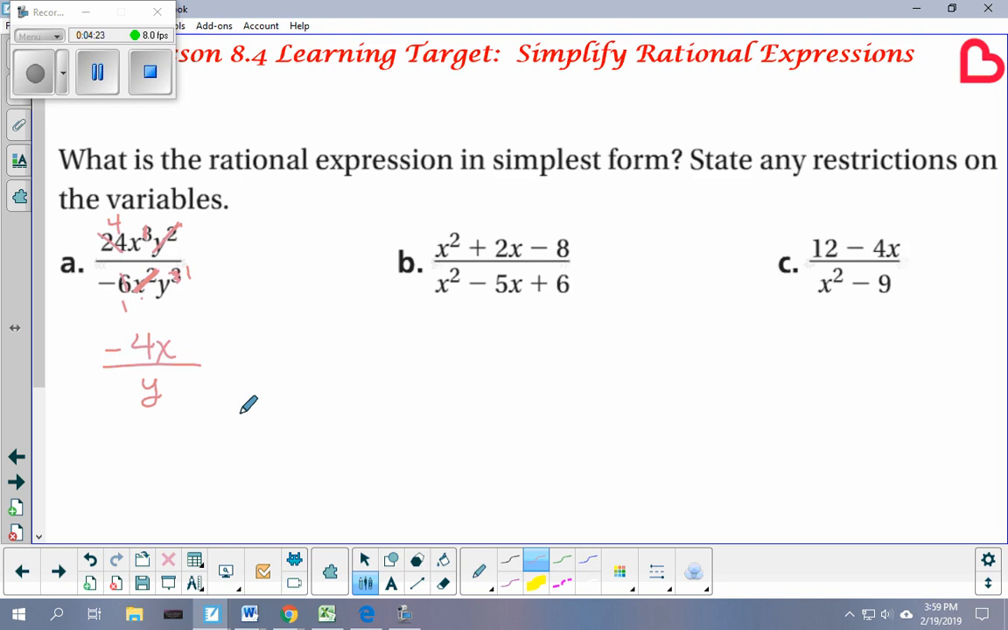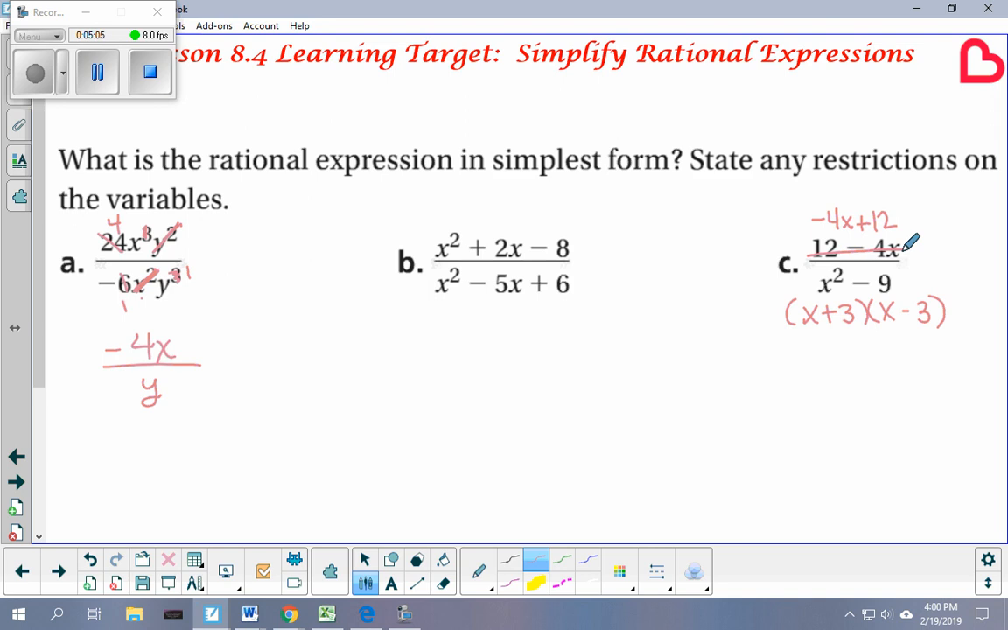So let's look at example C here. So you have 12 minus 4x over x squared minus 9. Well, first of all, x squared minus 9, hopefully we recognize that that is the difference of 2 squares. So that would be x plus 3 and x minus 3. And if you look at the numerator, we have a number and an x term. They're in the opposite order. So the first thing we're going to do to simplify that is switch those around. We're going to write negative 4x plus 12, because that'll make it easier, I think, for us.